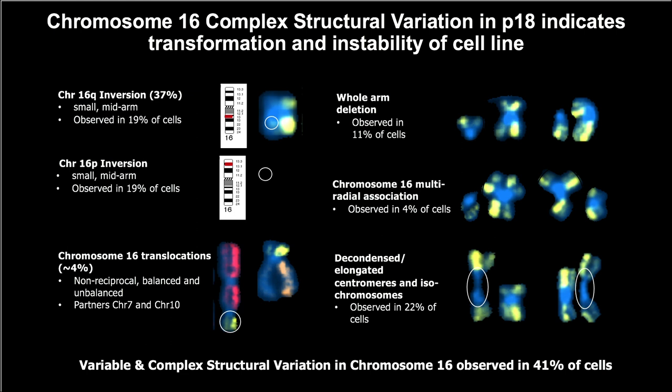Chromosome 16 in particular was highly unstable, and events of every type were present. Examples of the recurrent inversions, translocations, whole arm deletion, triradial formation, and the centromere spindling referred to earlier are all depicted on this slide.